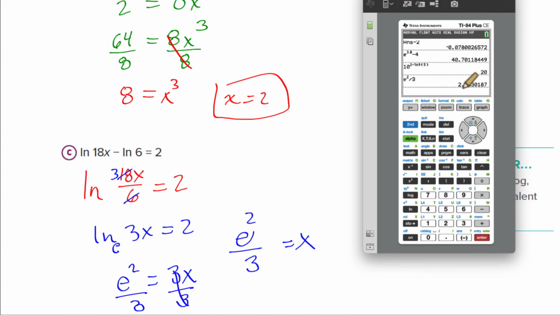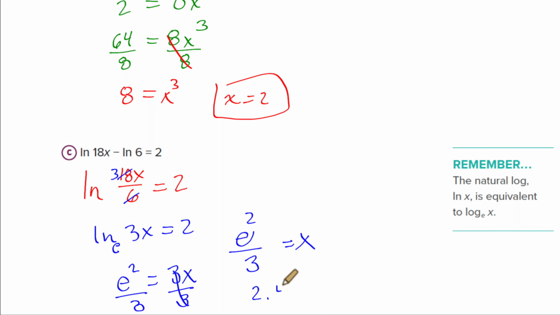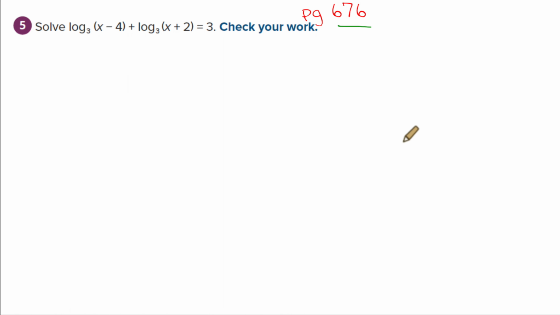I get 2.463. So 2.463 is equal to x. We're going to keep going to the nearest thousandth. So that's how you'd solve that one. It's ugly, but hey, you've got to work with it, right? I mean, so page 676 now. I know we've done a lot of equations. We're going to keep going here and bust out a couple more, and then we'll be done.